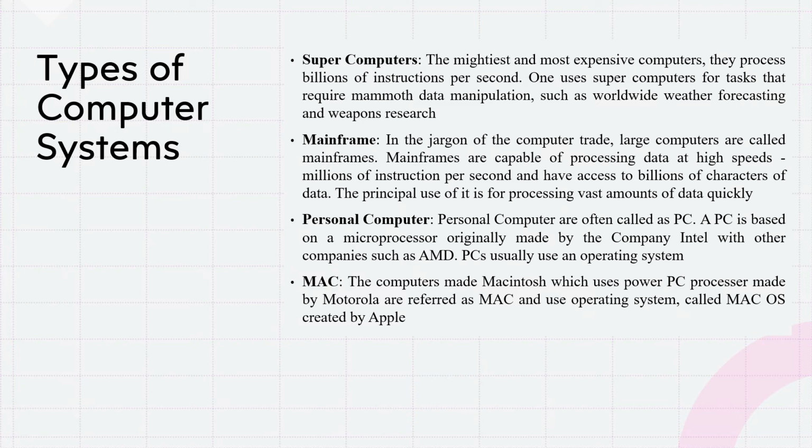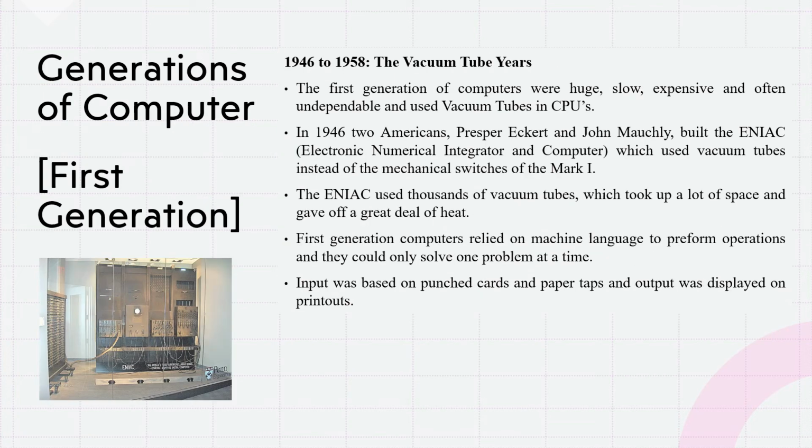Then there is something known as the personal computer. Personal computers are often called PCs. A PC is based on a microprocessor originally made by the company Intel, with other companies such as AMD. PCs usually use an operating system. Then there is something known as the Mac. The computers made by Macintosh, which use the PowerPC processor made by Motorola, are referred to as Macs and use an operating system called Mac OS created by Apple.